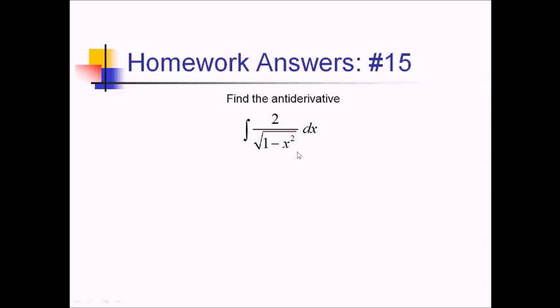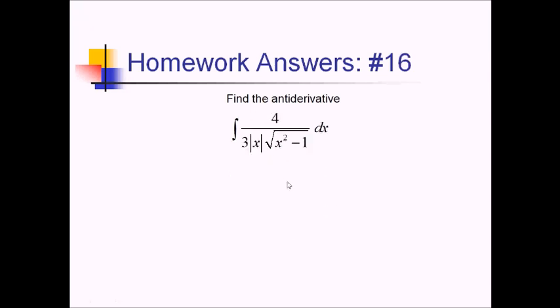For 15, we want the antiderivative of 2 over radical 1 minus x squared. This looks a little tricky if you don't remember some of your derivatives of your arc functions. The derivative of arc sine is 1 over radical 1 minus x squared. So the antiderivative of this then is just going to be 2 arc sine plus c.